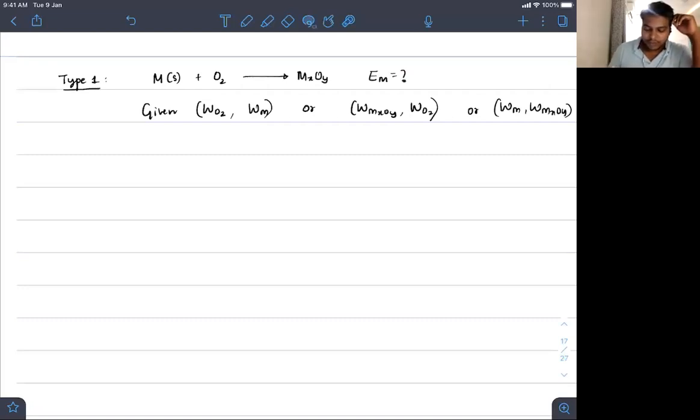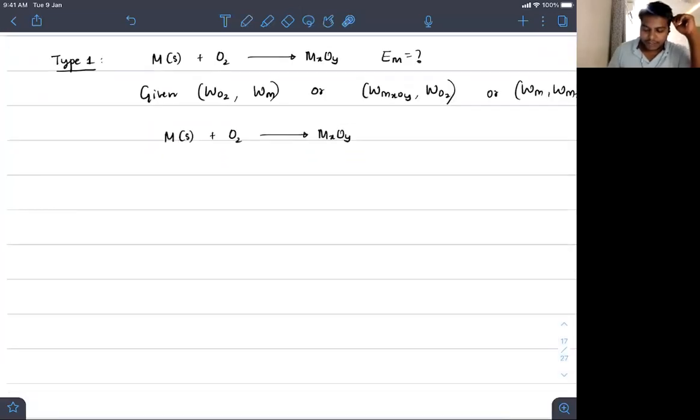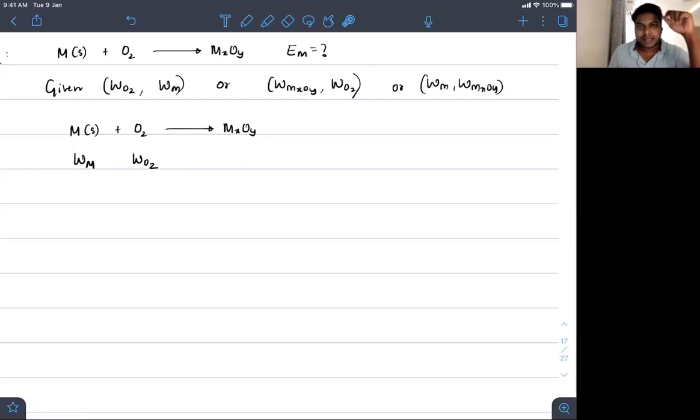So for such questions, what we will do here, see, for equivalent mass of metal here, first, let us take this case, weight of oxygen and weight of metal is given. So weight of oxygen is given, weight of metal is given. Once the weight is given here, we don't know what is the balanced equation because we are not aware about x and y. But all I know that oxygen will always be reacting, you know, with the equivalent weight as 8.